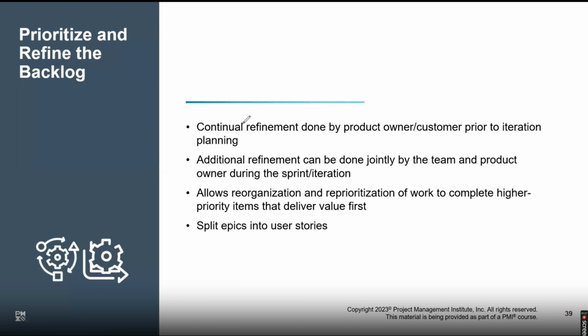We have seen this. Continual refinement is done by the product owner, before the iteration planning, which is before the sprint is planned, because we ask the product owner, why don't you refine? Why don't you prioritize? So it's always done. Additional refinement can be done jointly by the team during this. While the work is going on, it's quite possible that we planned, say, 10 user stories, and we finished the user stories, and the sprint is still pending.